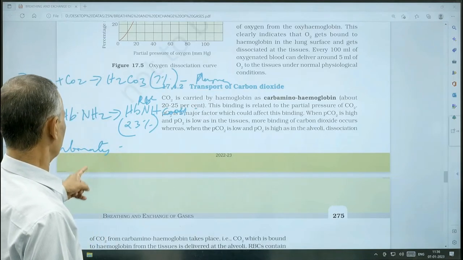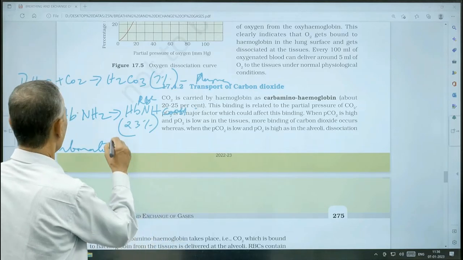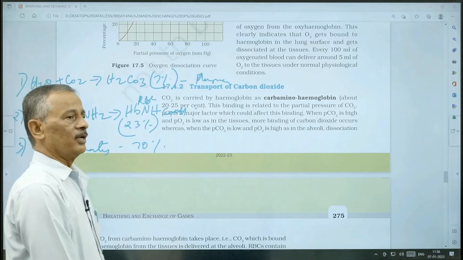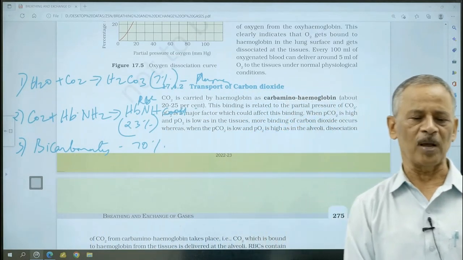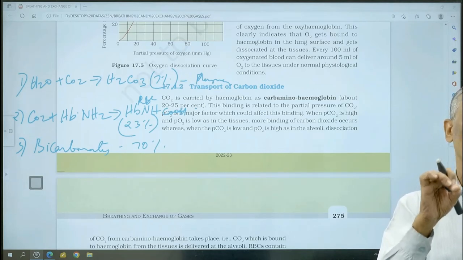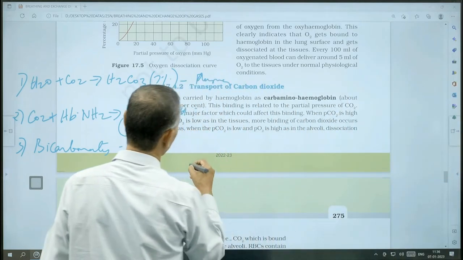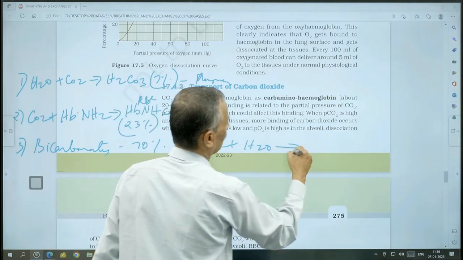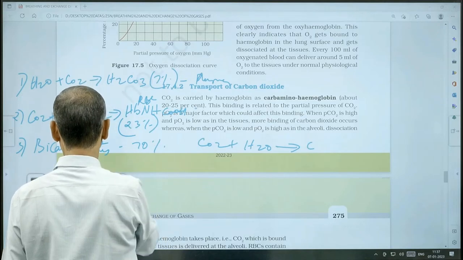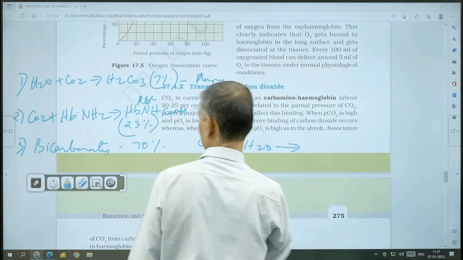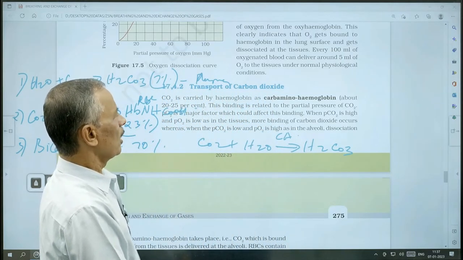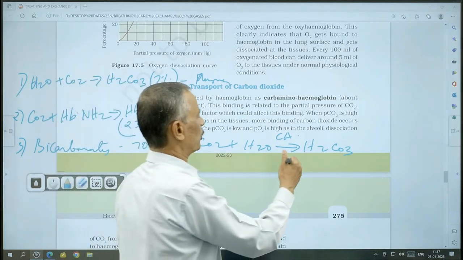And third one, bicarbonates. In the form of bicarbonates, 70% of carbon dioxide is transported. How is it taking place? The carbon dioxide from tissues first dissolves in the water of plasma, but it dissolves more in the water of RBC, because in RBC, as well as in plasma, there is an enzyme called carbonic anhydrase. Under the influence of this carbonic anhydrase, it dissolves in water, forming H2CO3, carbonic acid. Carbonic anhydrase is present both in plasma and RBC, but more in RBC, so the reaction occurs more quickly in RBC.